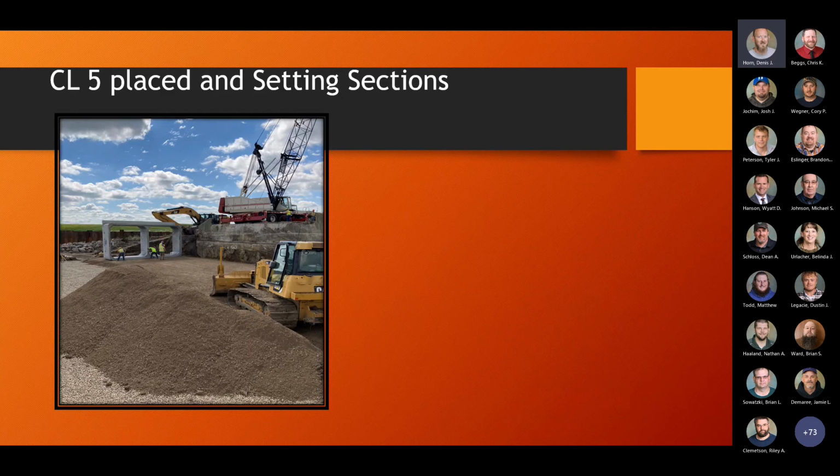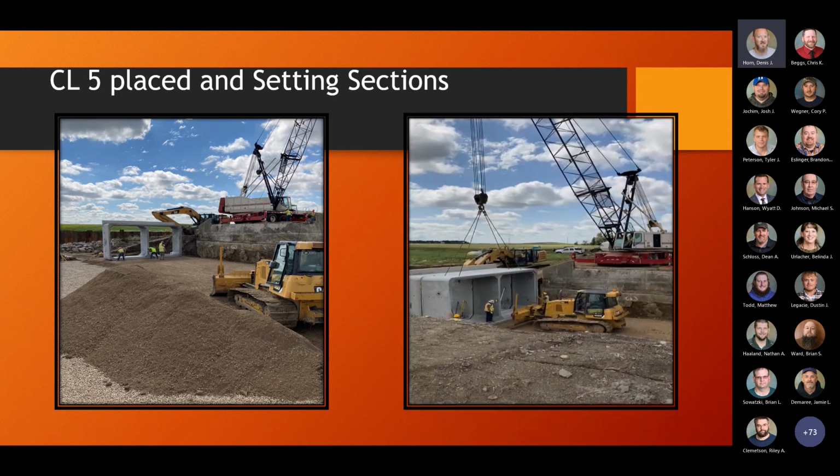The next step is to get the Class 5 placed and packed to grade to get ready to set the sections of the box. Each section is connected with mastic on the joints to seal the connections. Here is a short video showing them using a dozer to help squeeze the sections together.